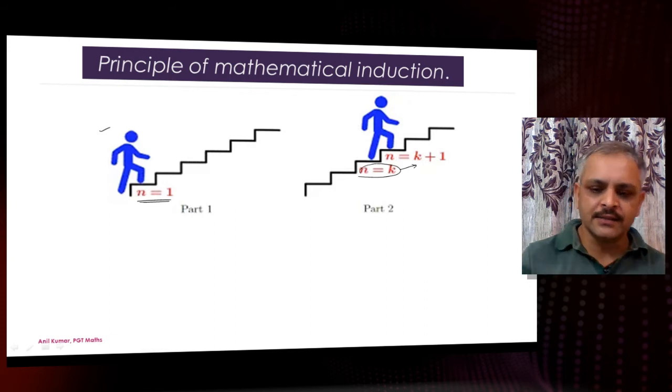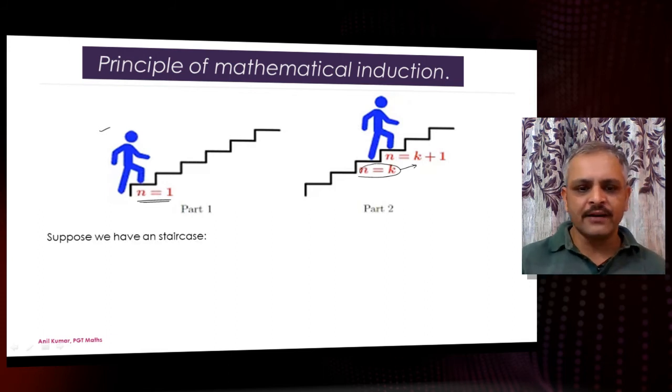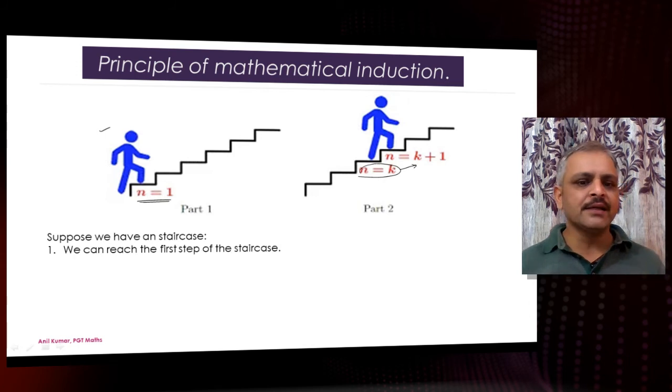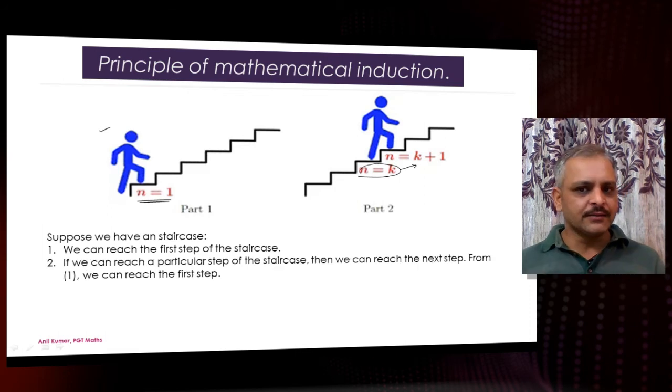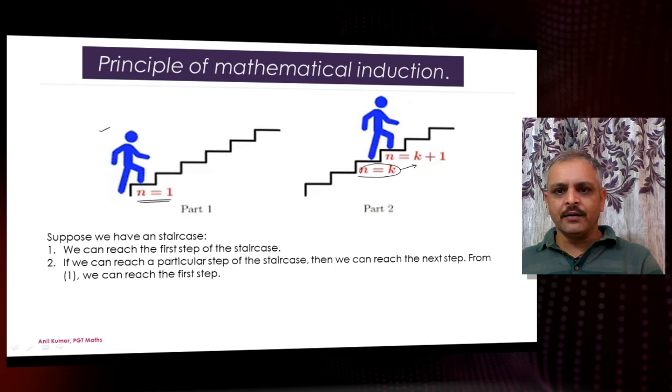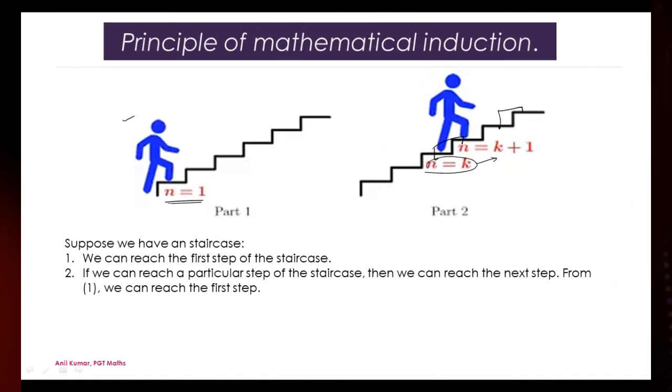And this staircase, suppose we have an infinite staircase. If we can reach the first step of the staircase, the second part says that if we can reach a particular step of the staircase, then we can reach the next step. That means if I am here, I can go there. And if I am here, I can go to the next step. Likewise, if I am on a particular step, I can proceed to the next step.